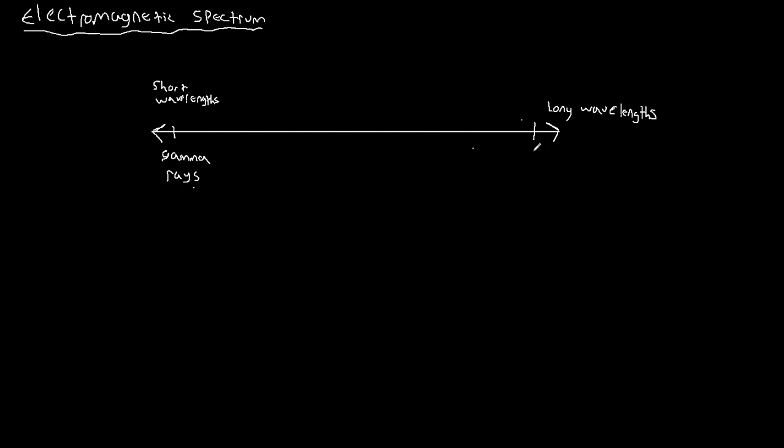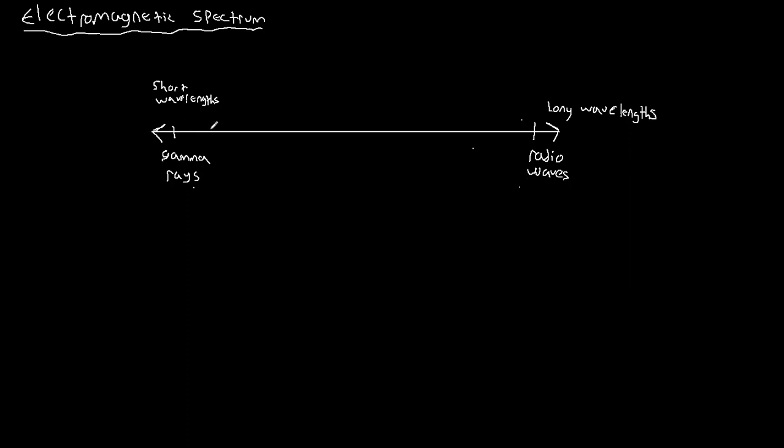As we get out here, we start to get into things like radio waves. When you're driving your car and you're listening to the radio, the wave that's passing that information back and forth, those are called radio waves, and those also belong on the electromagnetic spectrum. Again, these are just two examples.